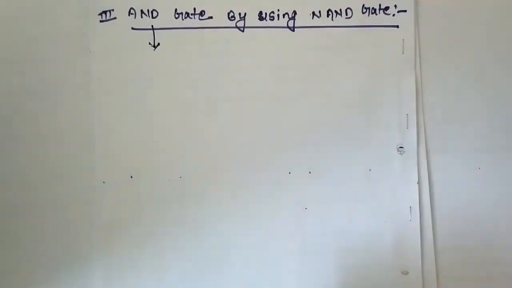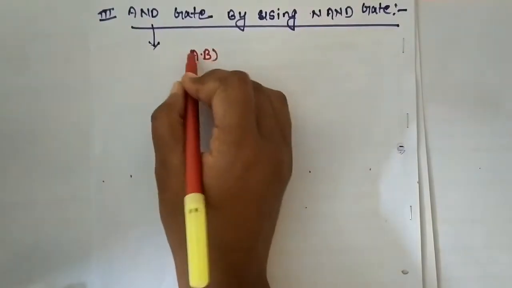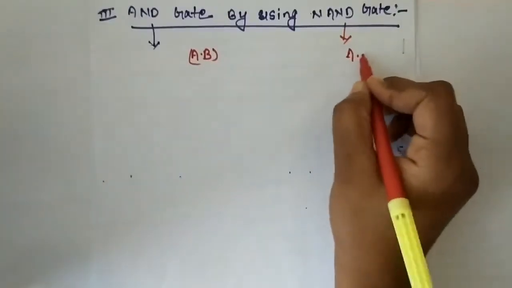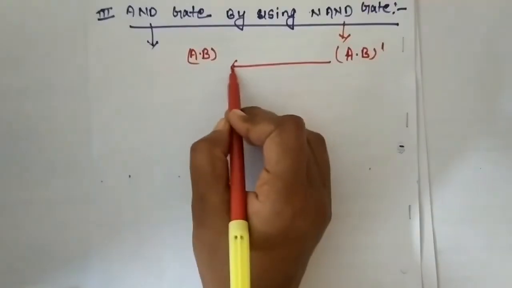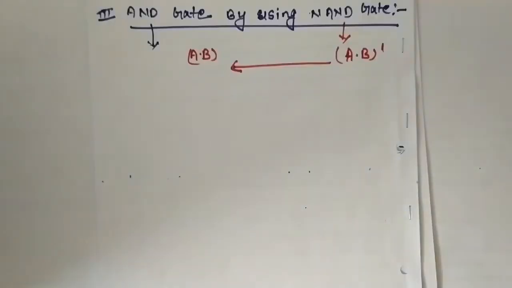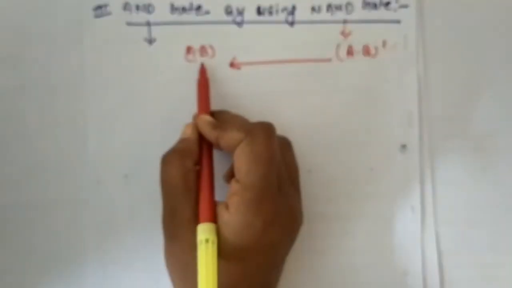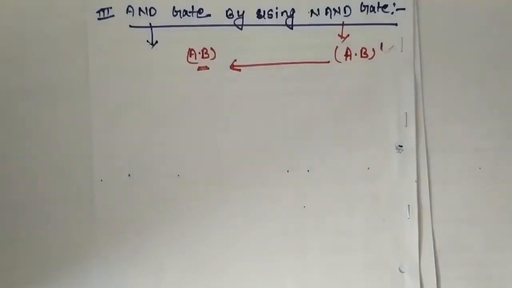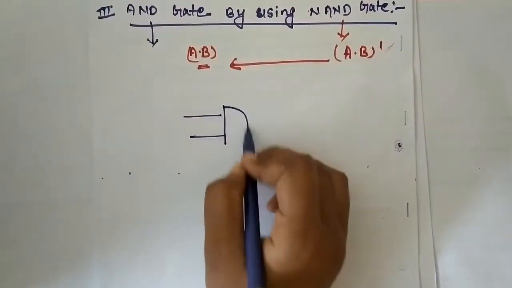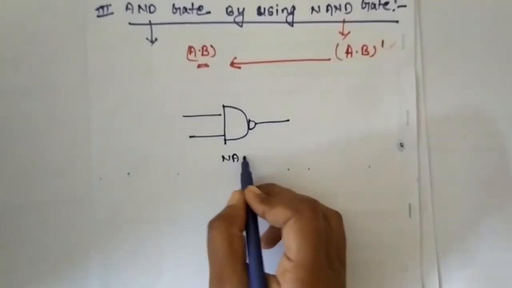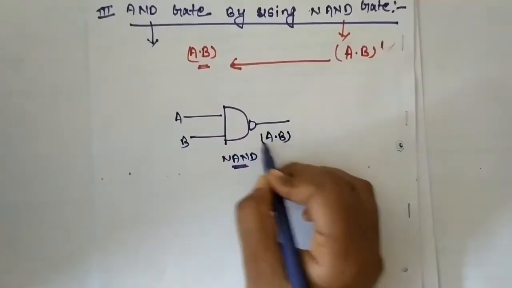So what is the output of the AND gate and what is the output of the NAND gate? The output of the AND gate is A into B and the output of the NAND gate is A into B whole dash. So what is the change between these gates? Only one change: we have to remove this dash, so now it can be converted into A into B. So let's make a diagram. Firstly, simply we create a NAND gate, with inputs A and B. So the output is A into B whole dash.